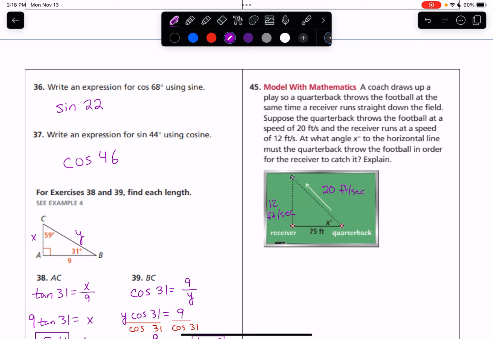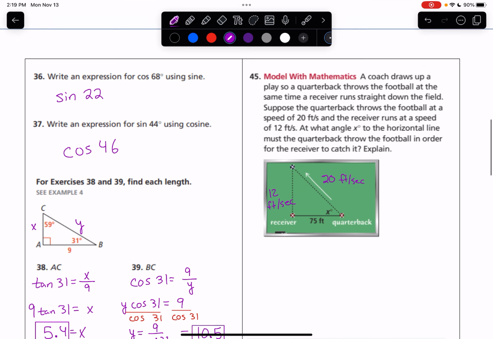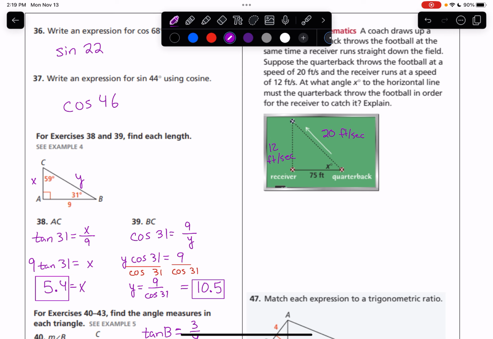At what angle x to the horizontal line must the quarterback throw the football in order for the receiver to catch it? Now, in this question, there is some distractor information because it says the quarterback and the receiver are standing 75 feet apart. However, 75 feet is not the same kind of unit as 12 feet per second and 20 feet per second. So we can't use that 75 feet in our trigonometry here. We just have to use the 12 and the 20 since they are having their measurements in compatible units.